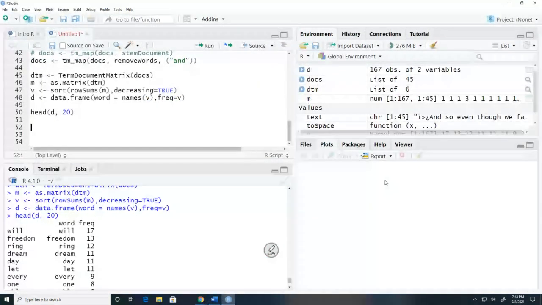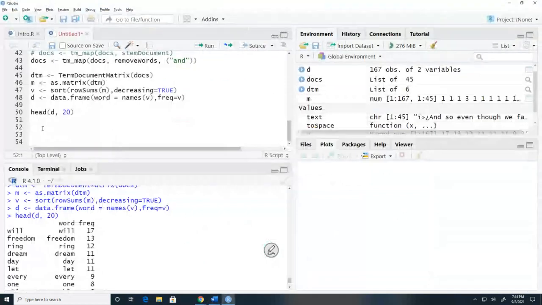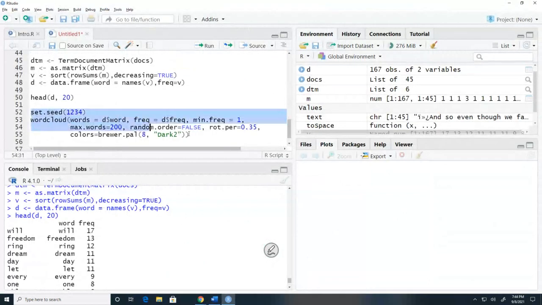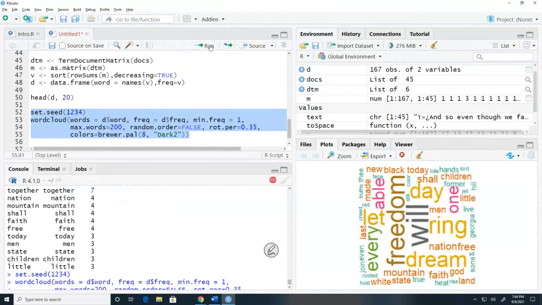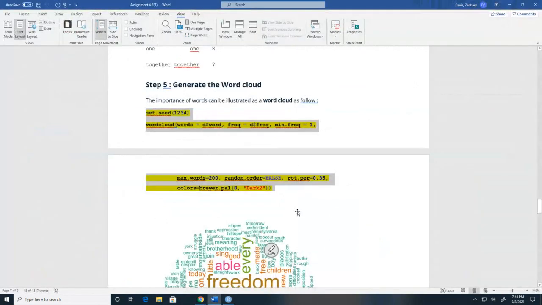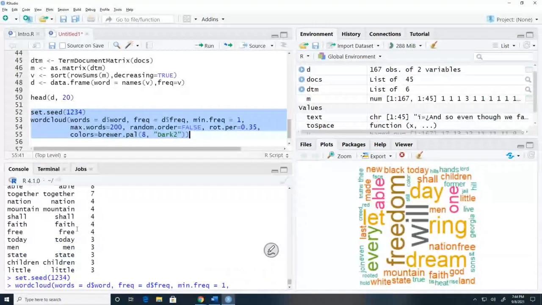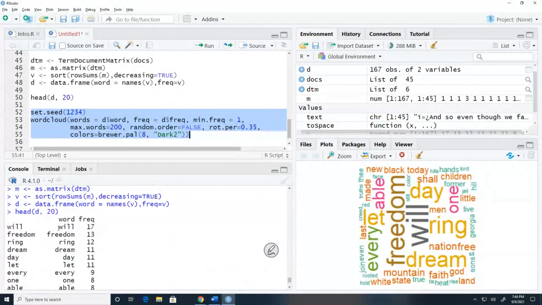The next set of code will generate the word cloud. The word cloud should come up here if you have plots up. You can see that the size of the word indicates how many times it has been found. You can see will 17 times, so will should be the biggest. Freedom is the next biggest.